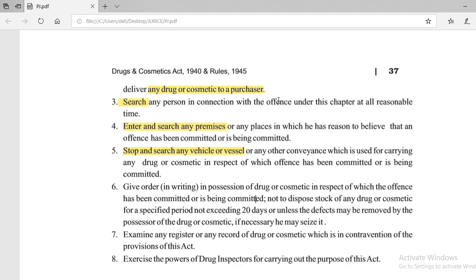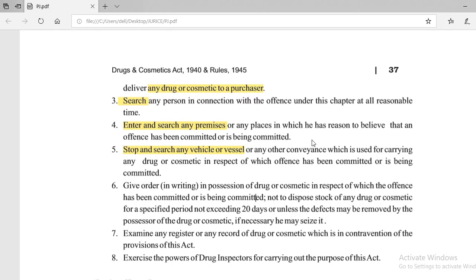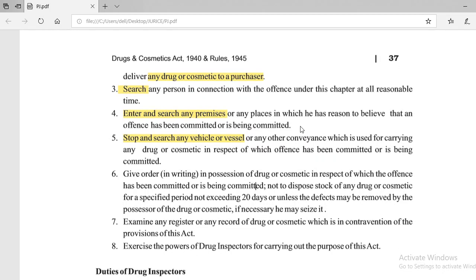Then enter and search any premises, as I told, enter and search any premises or any places in which he has reason to believe that an offense has been committed or is being committed. This is very similar. He can enter any premises or search any premises. Then the fifth one is stop and search any vehicle or vessel. This is also important. Not only the premises but also the vehicles and vessels.